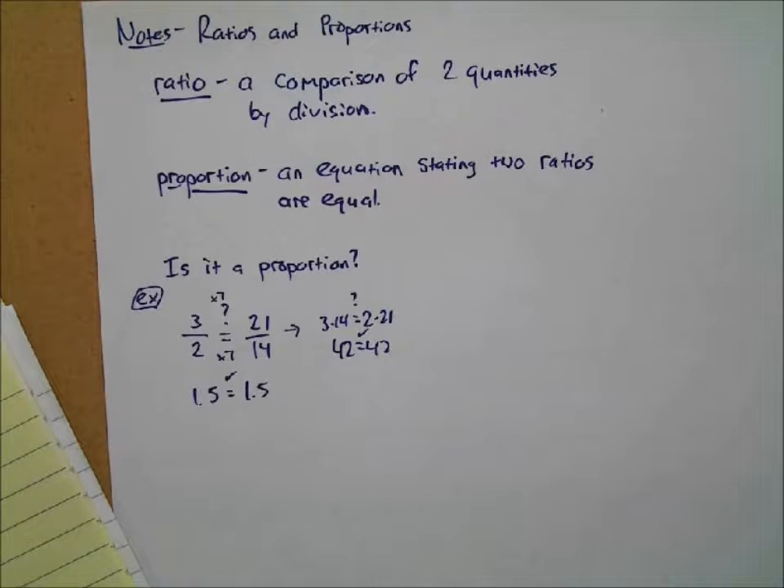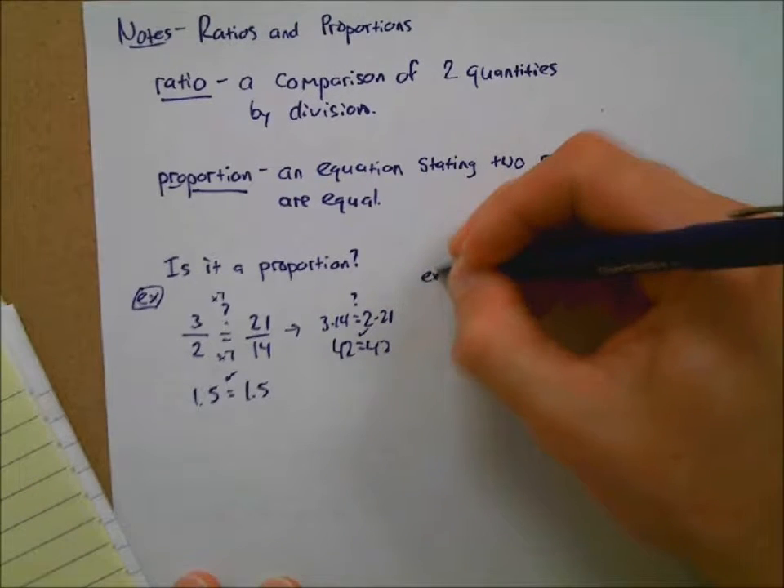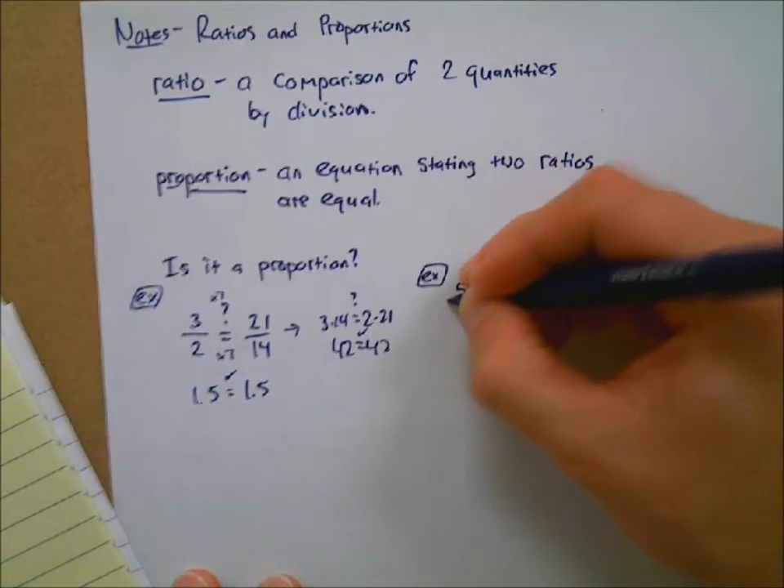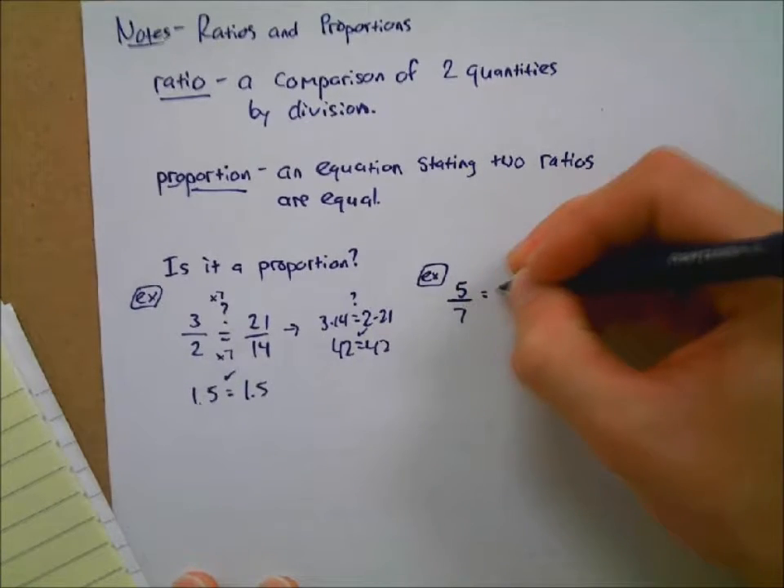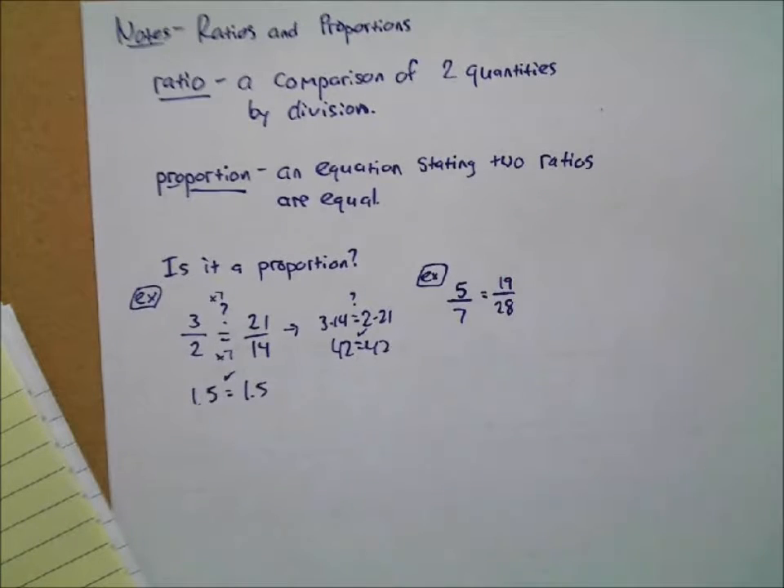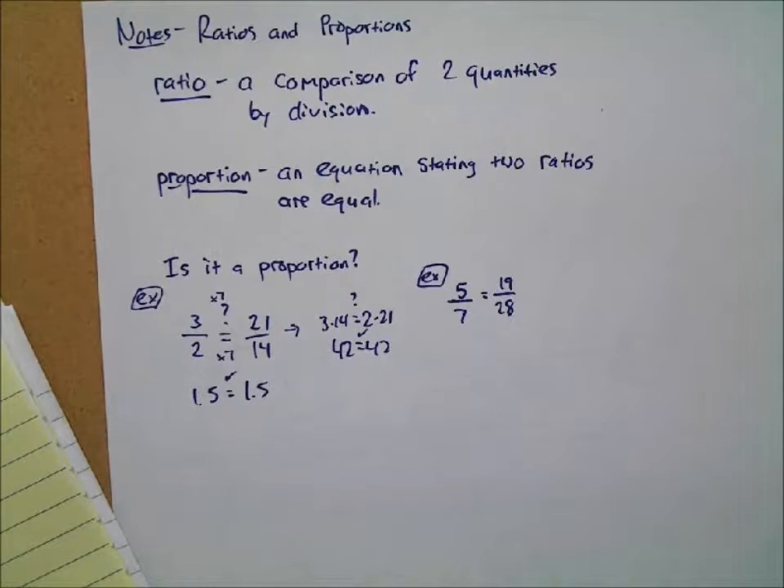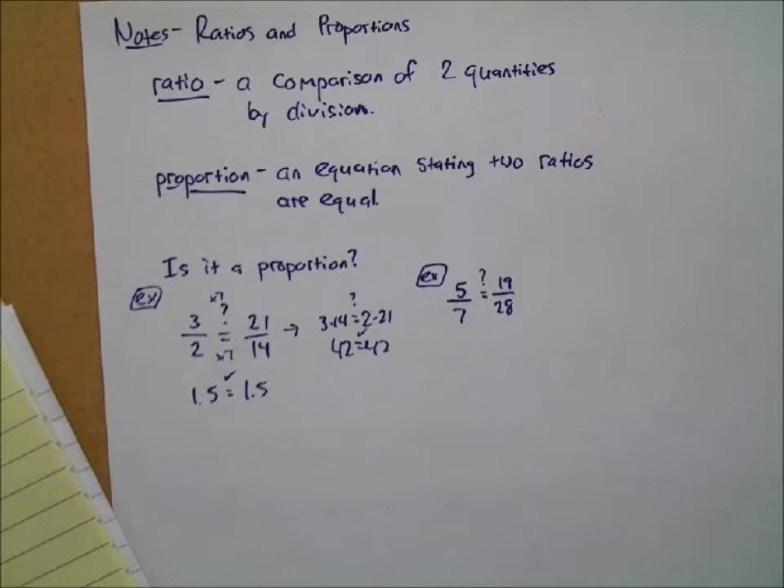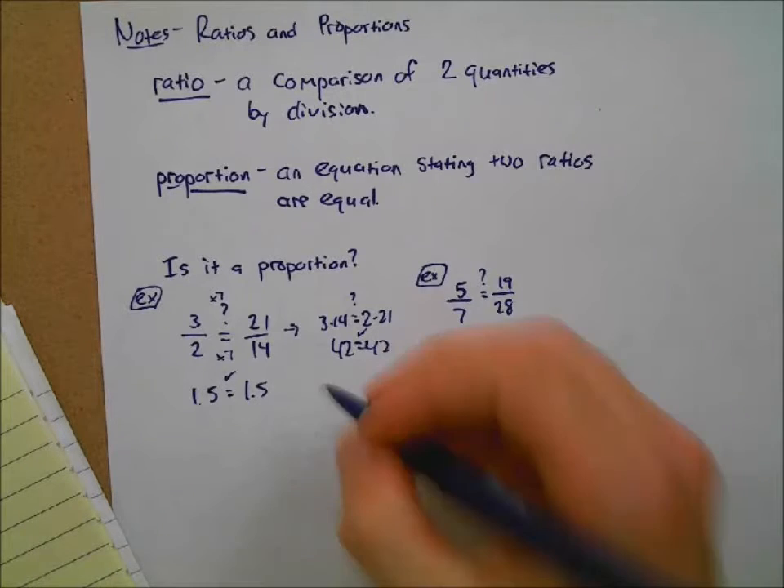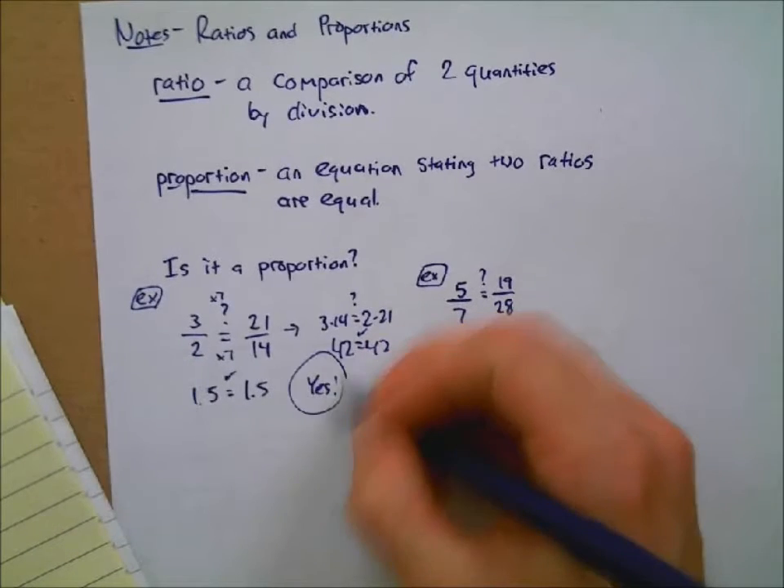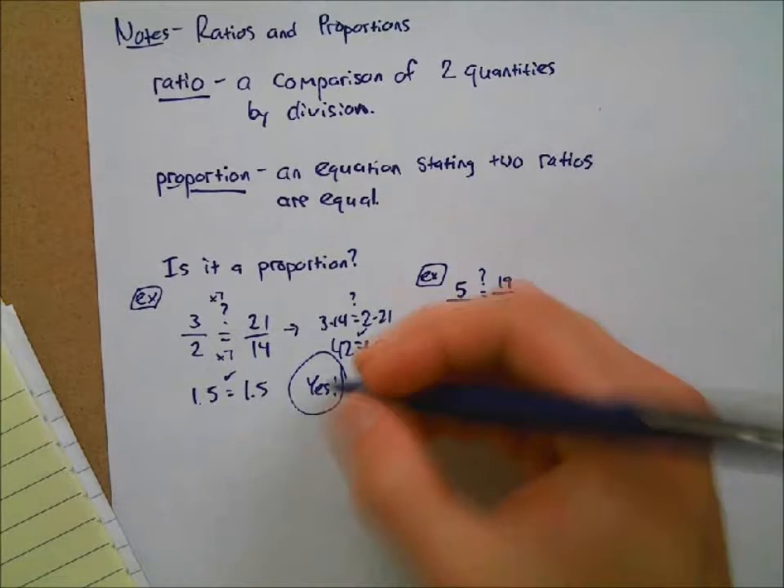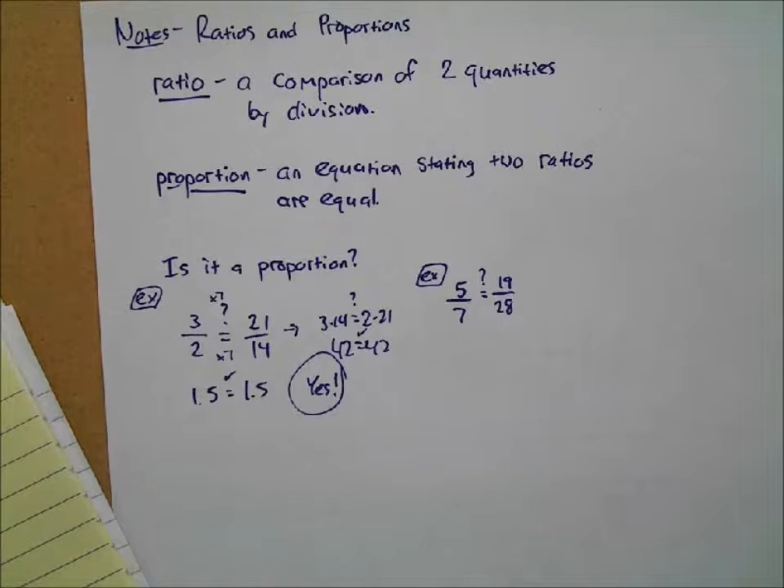Let's try one more. 5 over 7 and 19 over 28. Are they equal? I should put a question mark because we're not sure if they're equal or not, right? The first one was a yes. What about 5 7ths and 19 28ths? What do you say? Yes, Sky? No. No? Okay.